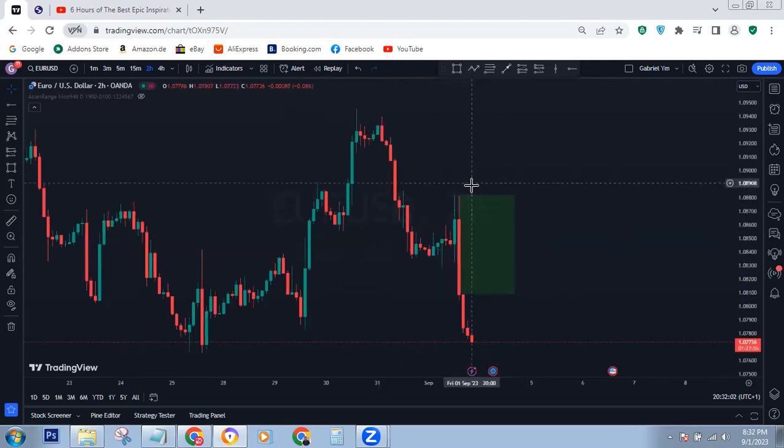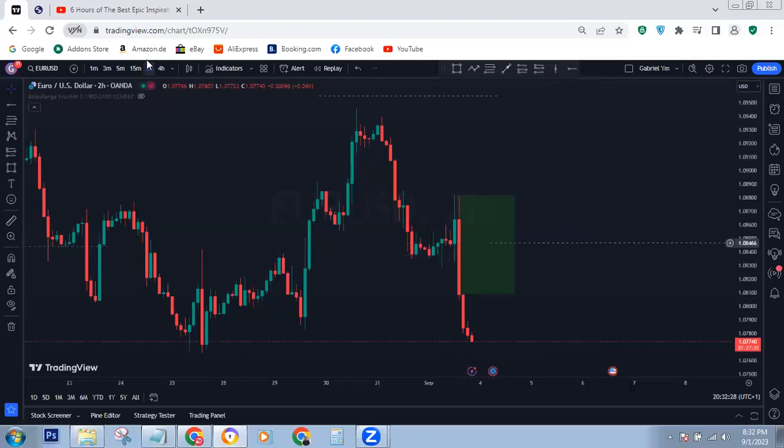Now, inside this candle, how many of 1 hour is inside 2 hours? Tell me in the chat. How many of 1 hour is inside 2 hours? You know, we have 1 and we have 2. We have 1 hour inside 2 hours.